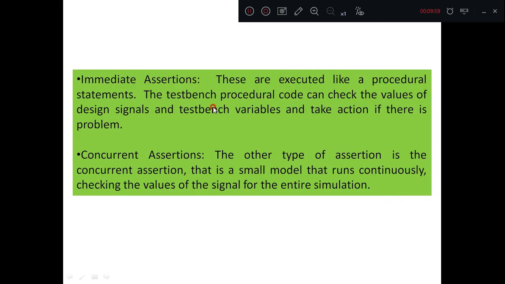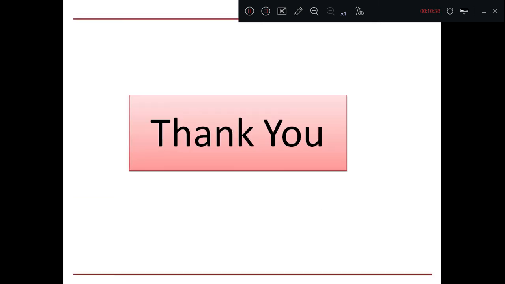There are two types of assertions. One is the immediate assertion and another one is the concurrent assertion. Immediate assertions are executed like procedural statements. The test bench procedural code can check the value of the design signals and the test bench variables and take an action if there is a problem. Concurrent assertions are the other type of assertion. That is a small model that runs continuously, checking the values of the signal for the entire simulation. That's all. Thank you.